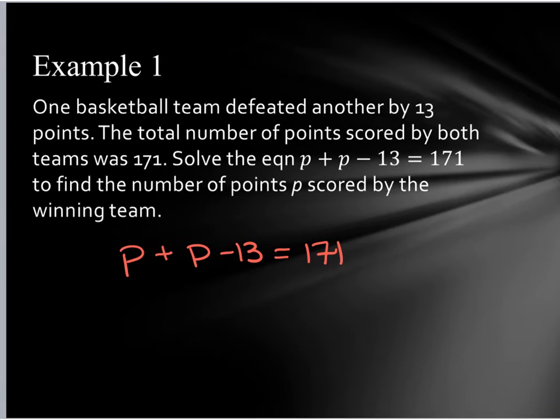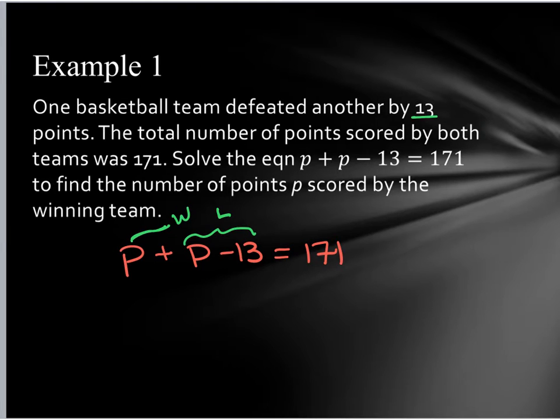So just to make sense of this a little bit, this right here is going to be the winning team. And I know that because this right here, the winning team minus 13, is what the score of the other team was, because it said the winning team defeated the other team by 13 points. So this right here is the losing team. The first p is the winning team.